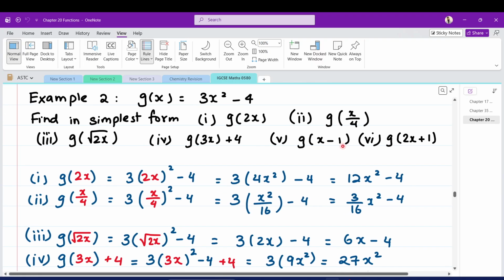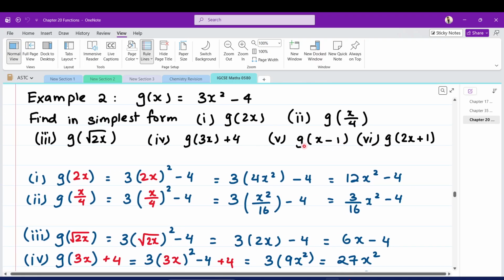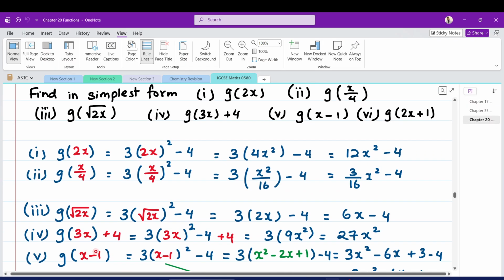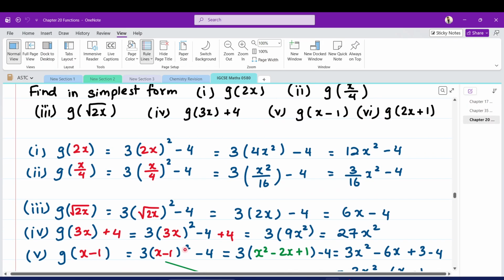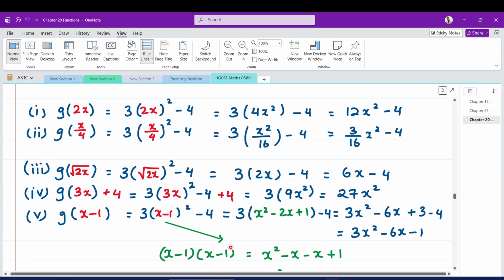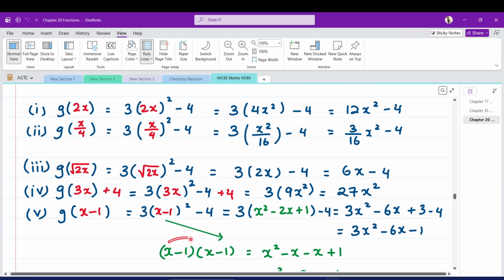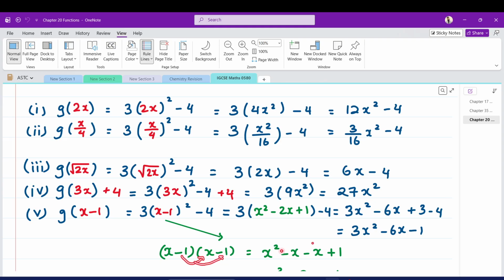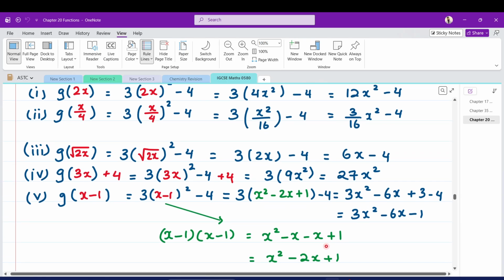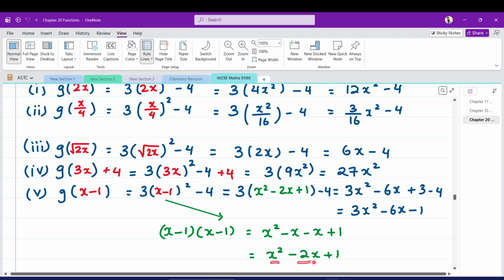Then the second last is g of x minus 1. So we substitute x minus 1. Now here what we have to do is expand the bracket of x minus 1. So this x multiplied by x and multiplied by minus 1, so you get x square minus x. Then this minus 1 multiplies with this x and then multiplies with minus 1. So you get minus x, and minus 1 times minus 1, that is plus 1. So when you add them up, simplify, you get x square minus 2x plus 1.